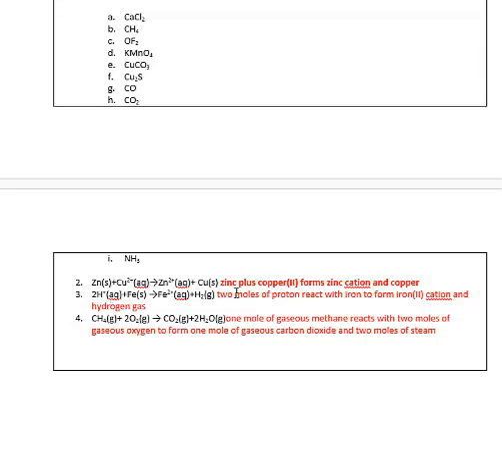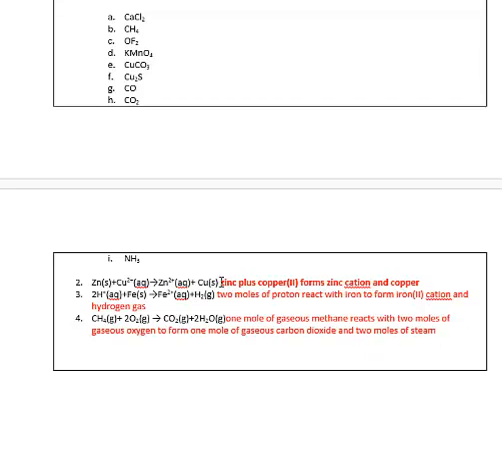Okay, zinc plus copper 2 forms zinc cation and copper. 2 moles of proton react with iron to form iron 2 cation and hydrogen gas. 1 mole of gaseous methane reacts with 2 moles of gaseous oxygen to form 1 mole of gaseous carbon dioxide and 2 moles of steam.